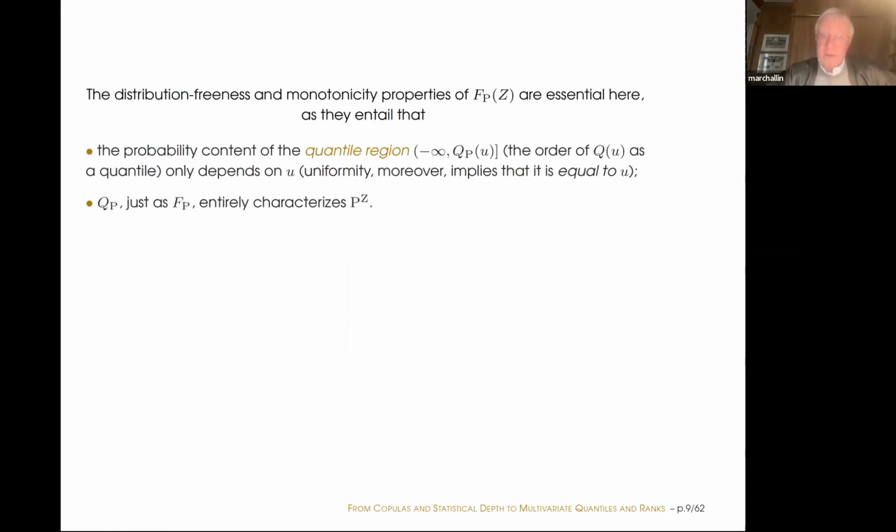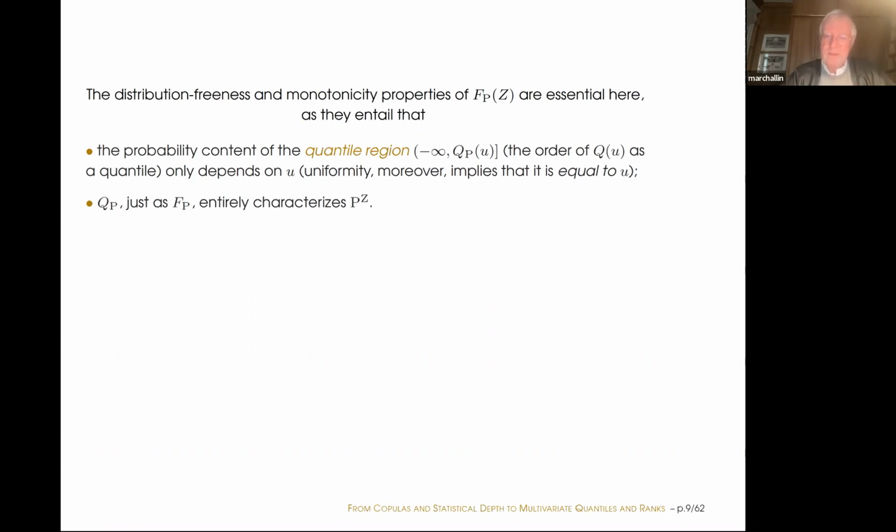Now, I insist that the distribution freeness and monotonicity properties of F are absolutely essential here, because they entail the fact that the probability content of a quantile region, in this case a half line from -infinity to the quantile of order u, only depends on u. And because the distribution of F_P(Z) is uniform, it is equal to u.